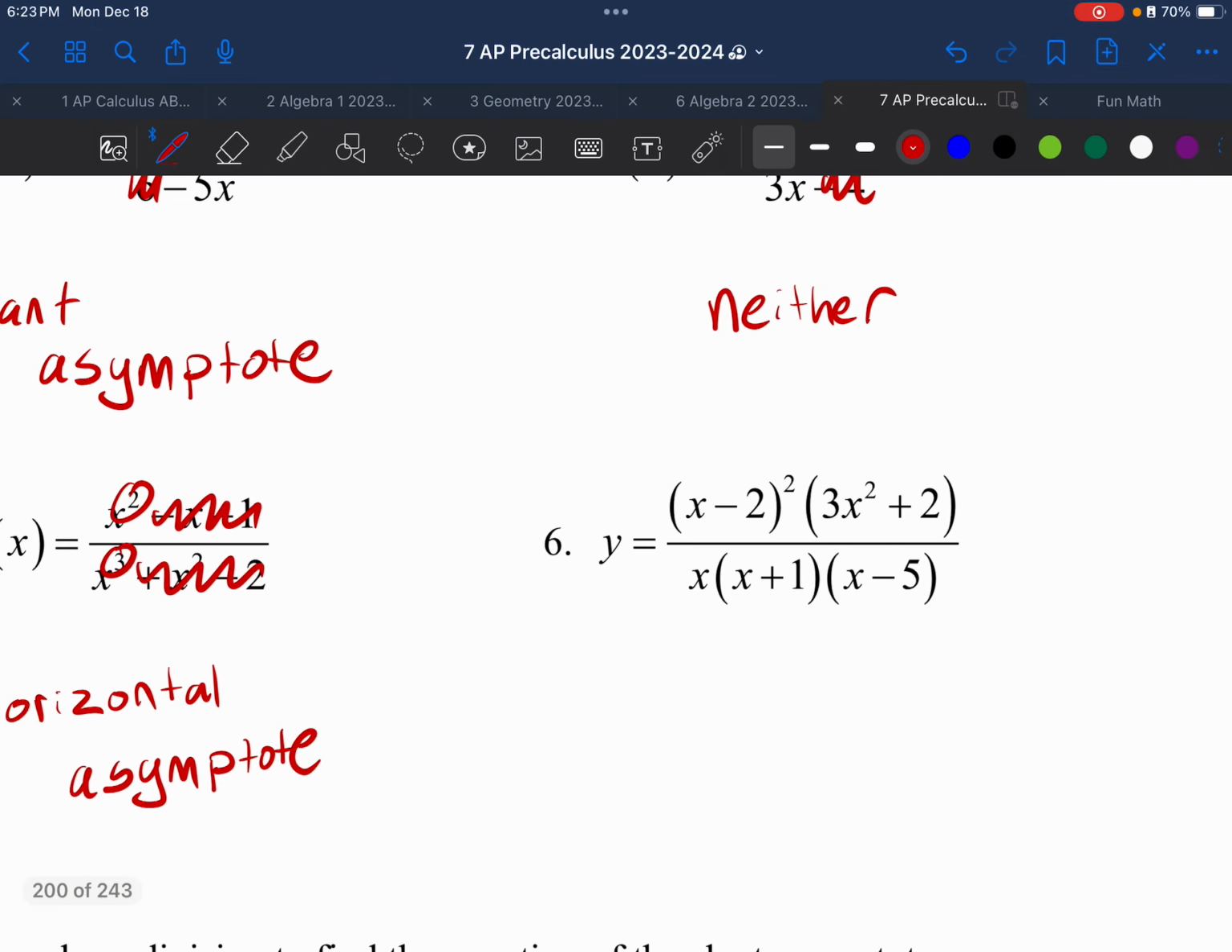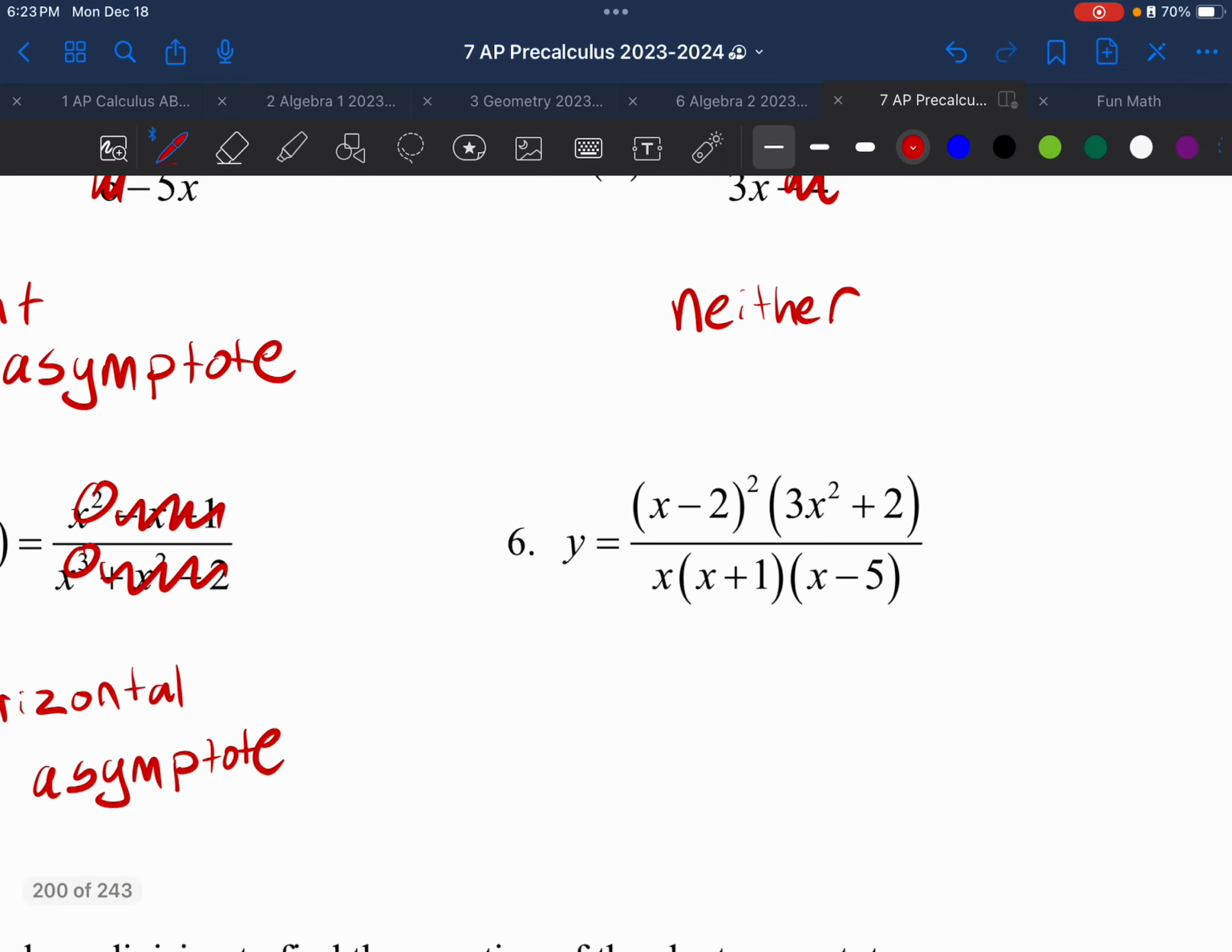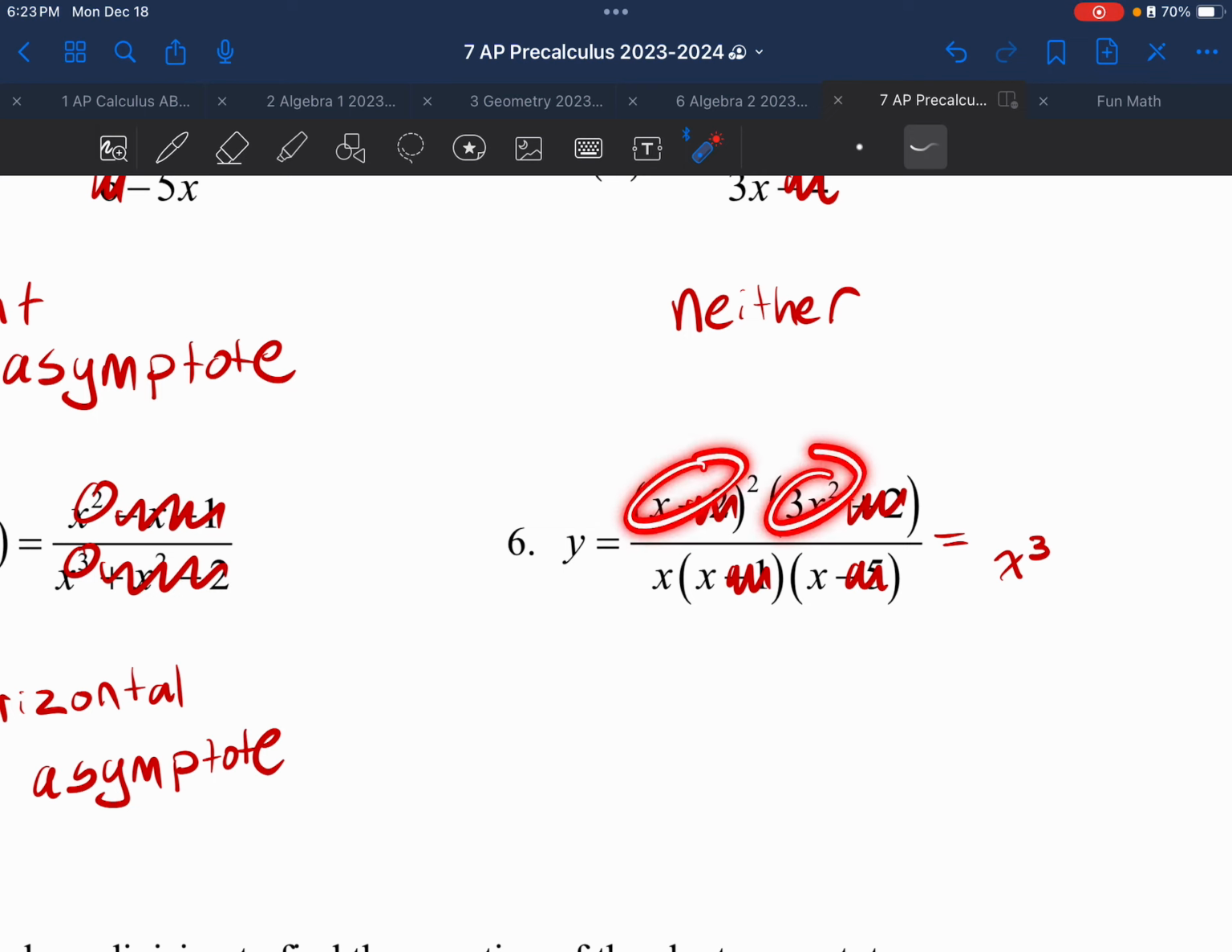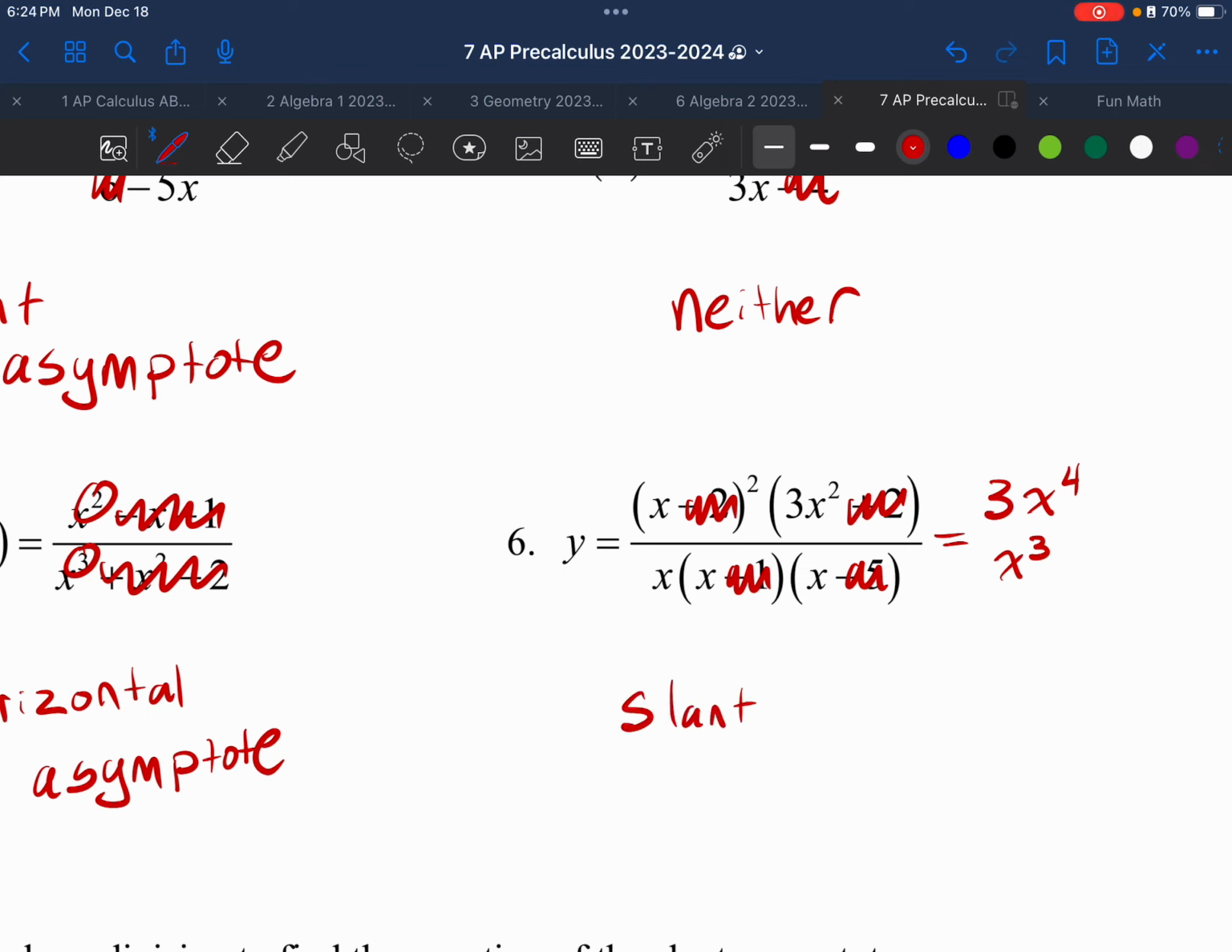All right, and lastly, at number 6, oh, they didn't multiply together for us. So again, crossing off all the small things before I even do my multiplication will mean I have, in the bottom, an x to the power of 3. In the top, remember that this squared gets applied to this x, so it's going to be x squared times 3x squared, which is going to be a 3x to the power of 4. The power of 4 and power of 3 are going to be the ones I'm looking at. 4 is bigger than 3 by 1, so this is going to be a slant asymptote.